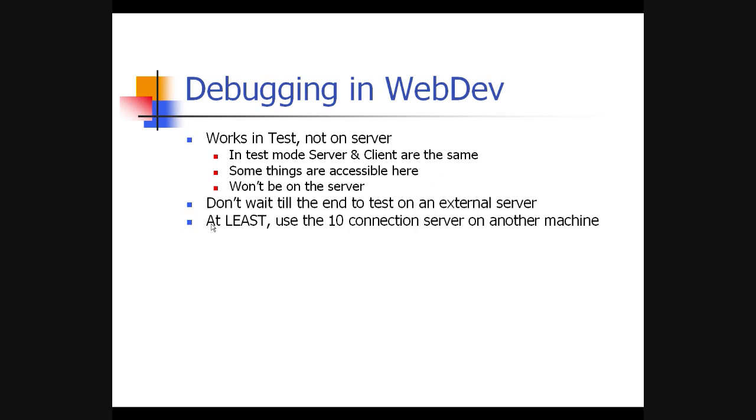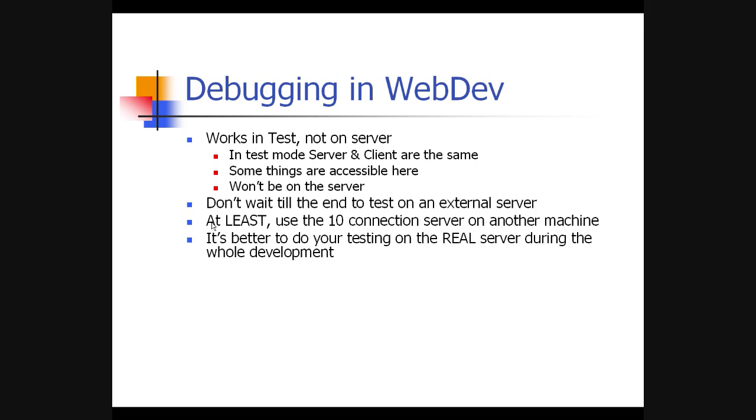The strict minimum is to use the test server, the 10 connection server on another machine, and test on that one. That's the really minimum that you should do during your whole website development cycle. That's not enough in my opinion, because again you will have differences between that server and the real production server, where the permissions will be different, the hardware and software and the OS will be different. So really that's not enough, but it's a strict minimum: you should test all the time on your test server.